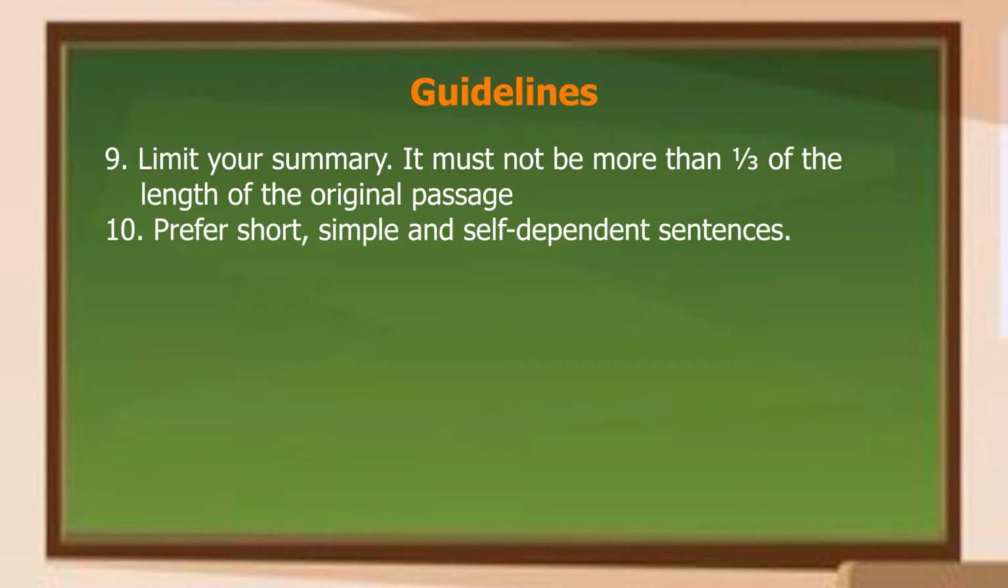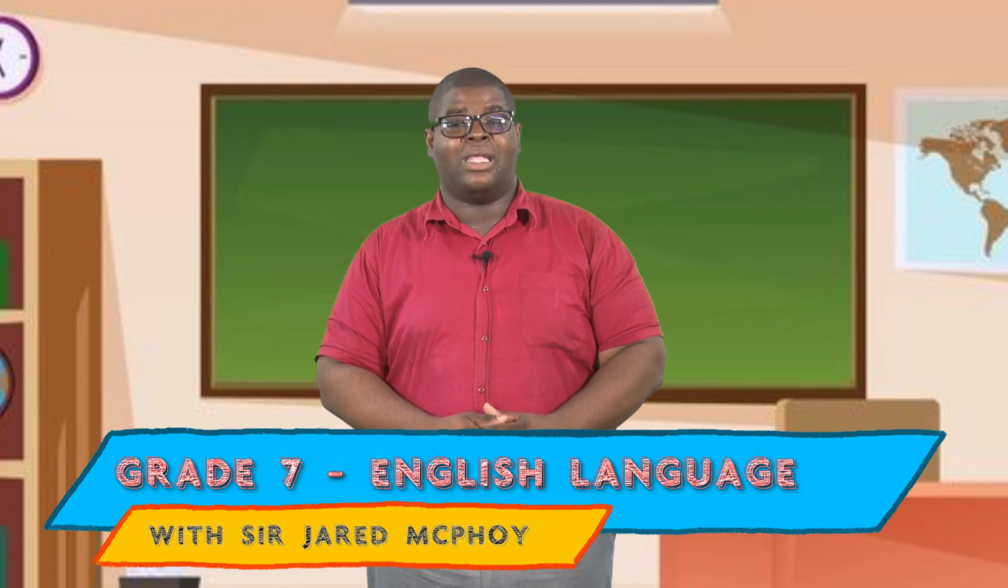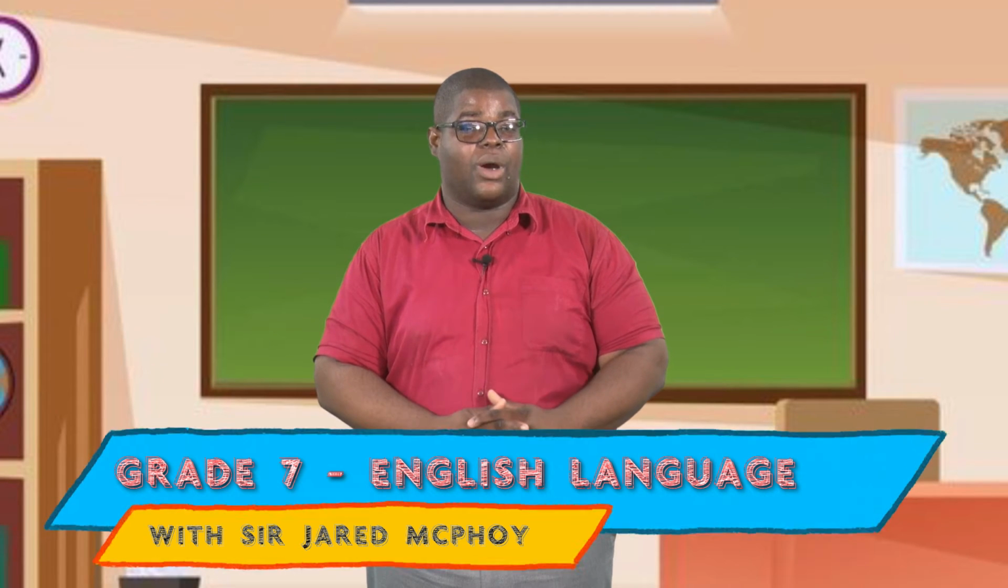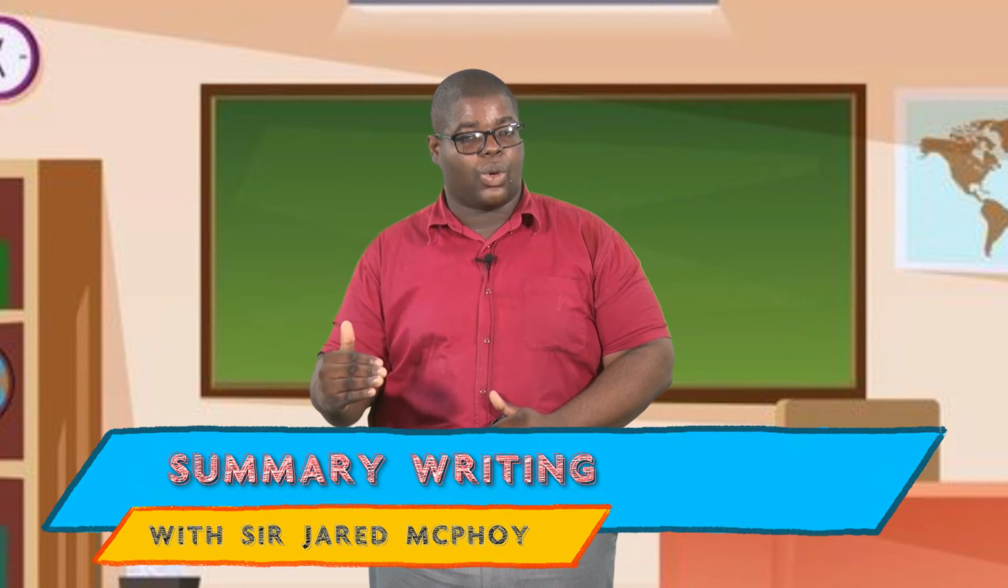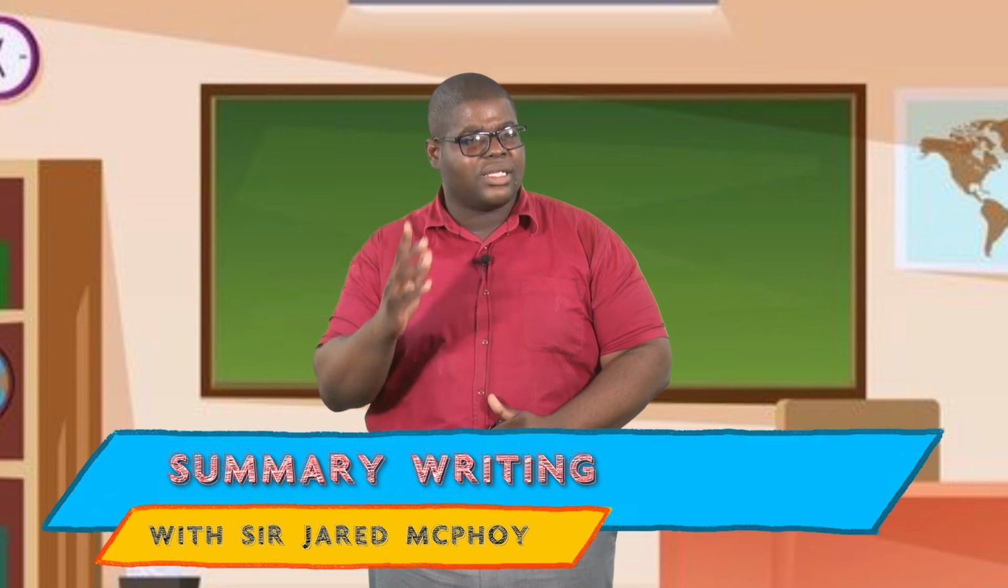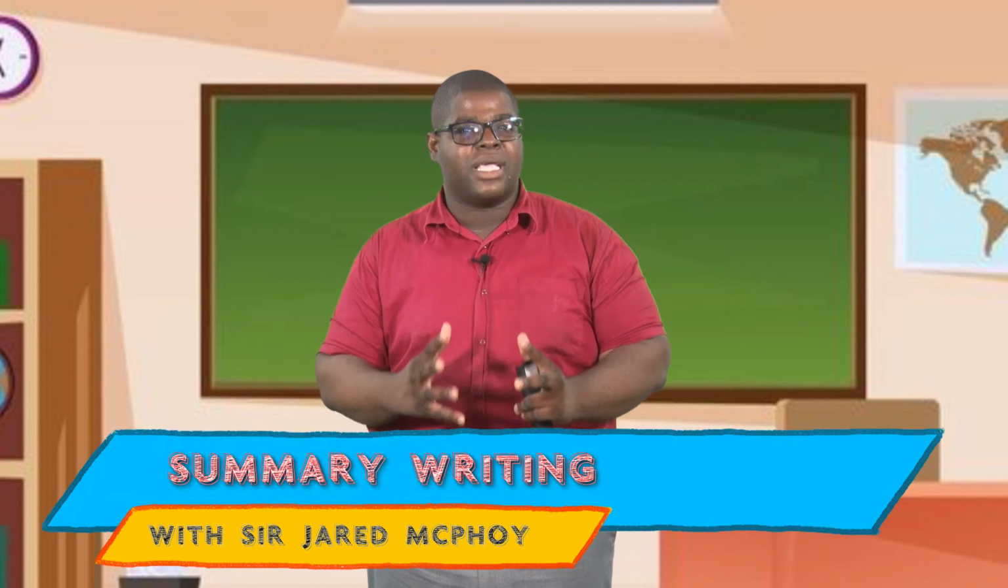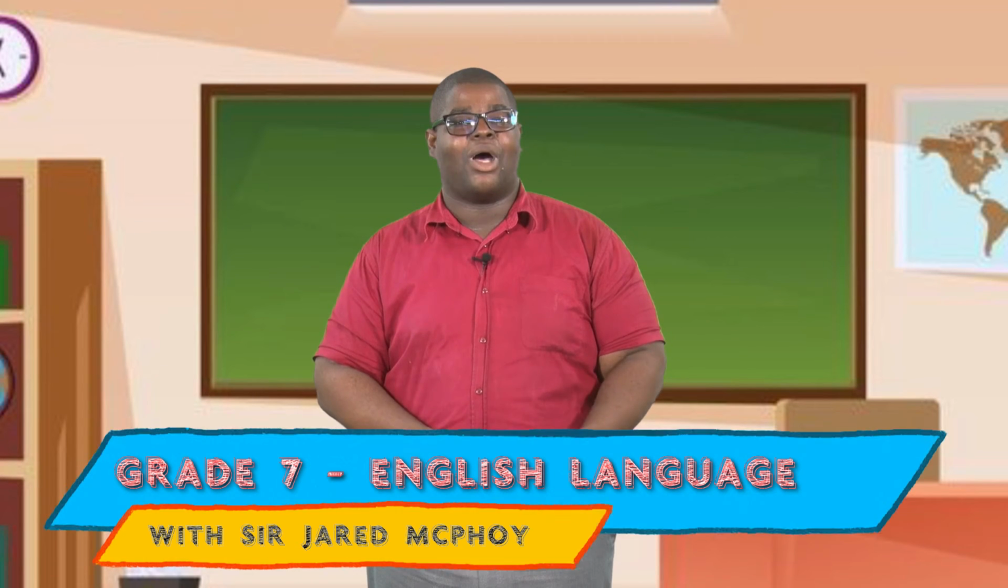Number 10, prefer short, simple, and self-dependent sentences. So you want short, simple, and self-dependent sentences. Number 11, avoid needless repetitions. So you don't want to be repeating the same point, or you don't want to keep on using the same word over and over in your summary. And number 12, logically link each section. So each section of what you're writing, you want to ensure that it is linked in a sensible manner, in a manner that makes what? Complete sense. All right, let's continue.